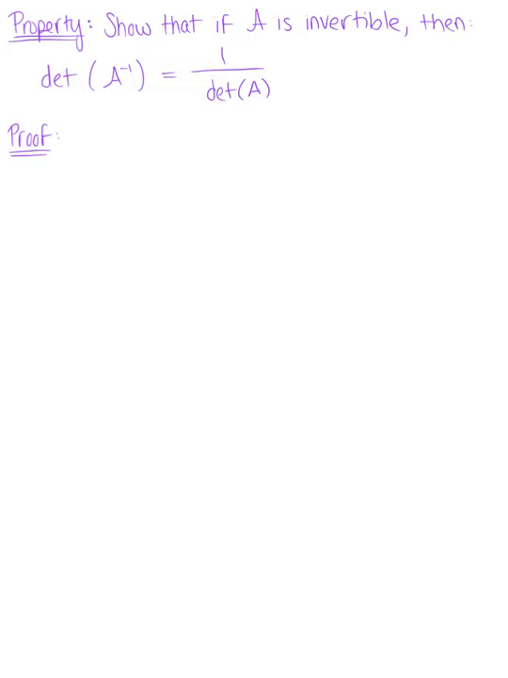Show that if A is invertible, then the determinant of A inverse is equal to 1 divided by the determinant of A. So let's look at the proof here. We want to begin by supposing that matrix A is an n by n invertible matrix.